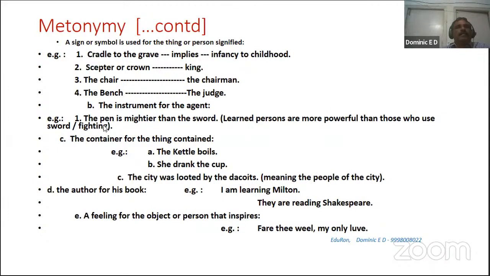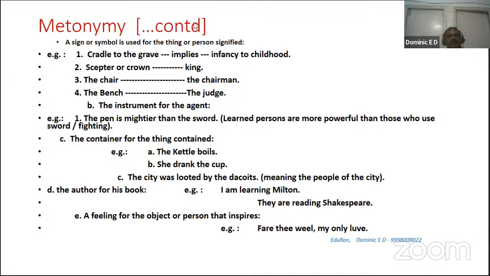Then pen is mightier than sword. Container for the thing contained, kettle boils. Metonymy has a lot more uses. So many variations are there. Only by usage will you understand it.